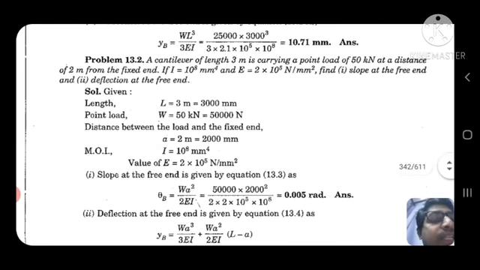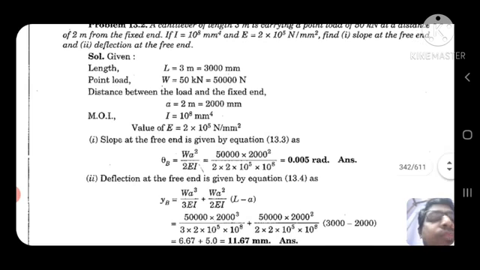Now, a cantilever of length L, 3 meter, is carrying a point load of 50 kilonewton at a distance of 2 meter from the fixed end. I equal to 10 to the power 8 millimeter to the power 4. E equal to 2 into 10 to the power 5 Newton per millimeter square. Find the slope at the free end and the deflection at the free end.